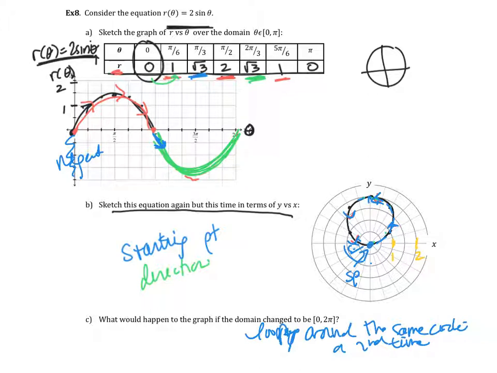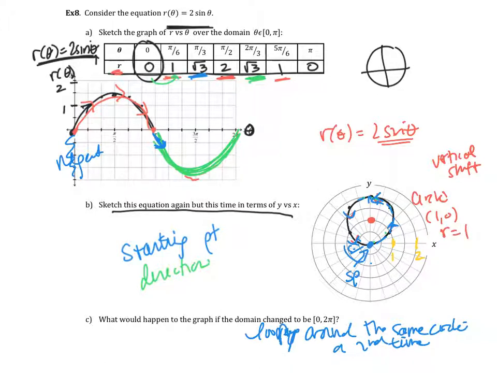So the other thing I wanted to emphasize here is, what is this? This is just a circle. What do you notice about this circle? So when we had r of theta equals 2 sine theta, it's just a circle with the center now at 1, 0. So it was shifted vertically, right? Vertical shift, and then it just has a radius equal to 1. So radius equal to 1, vertical shift here.